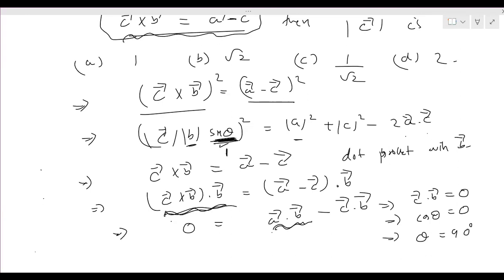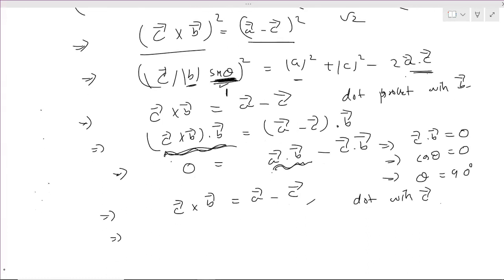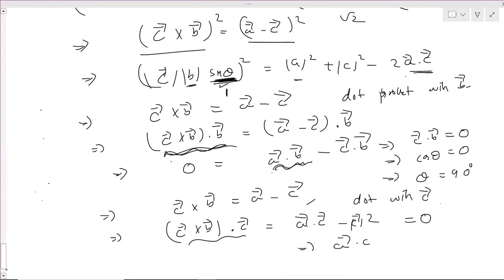So all that is left is to find the value of A dot C. I'm audible, guys? Everyone? Yes, sir. Background noise is all right. So again we have C cross B equals to A minus C. Can we take dot product with C? What will have C cross B dot C, which is equals to A dot C minus C square. Again this is 0. So A dot C we get as mod C square.